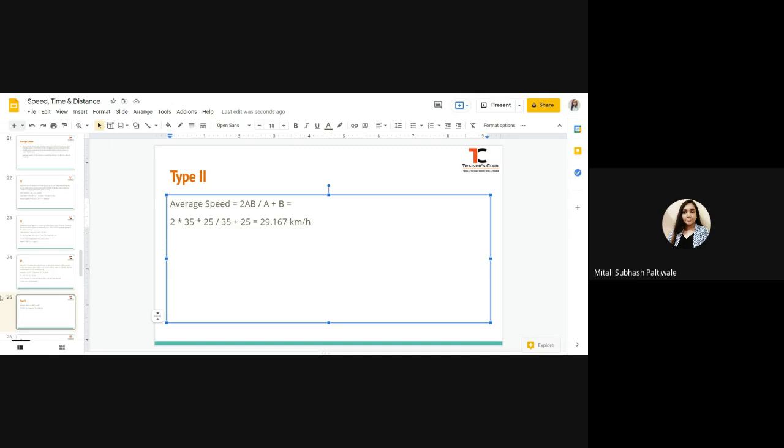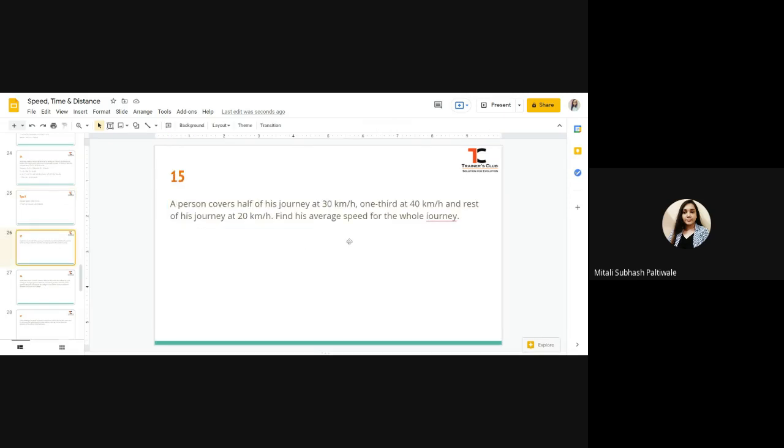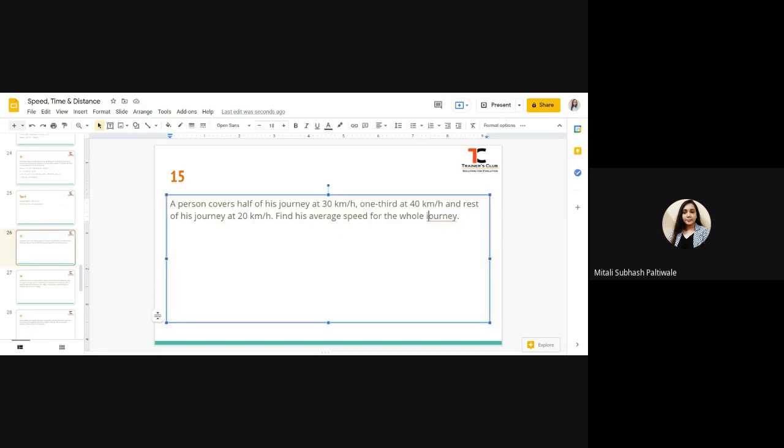Now let's get on to the another example. Look at this. A person covers half of his journey at 30 km per hour and one third at 40 km per hour, and rest of his journey at 20 km per hour. So find the average speed of the entire journey.